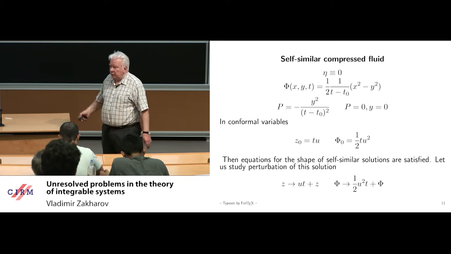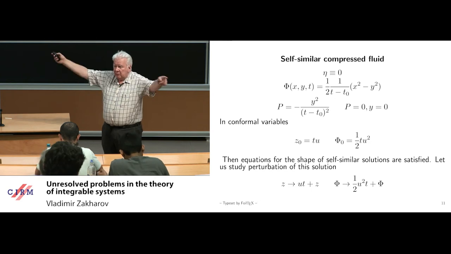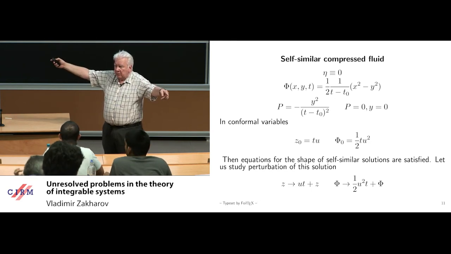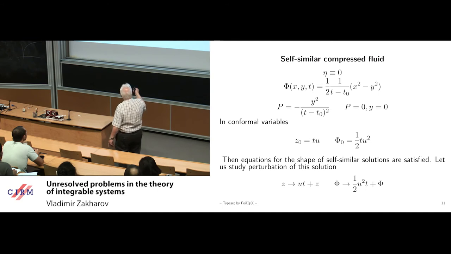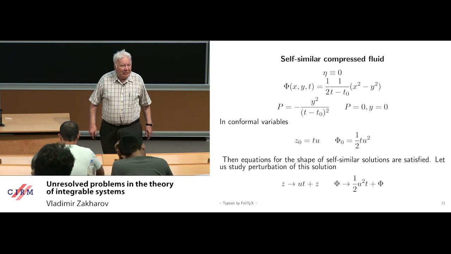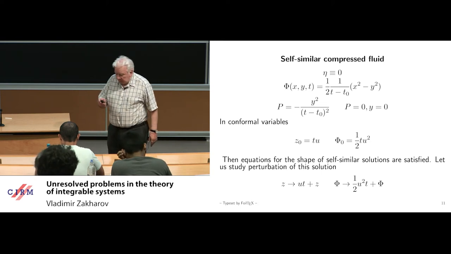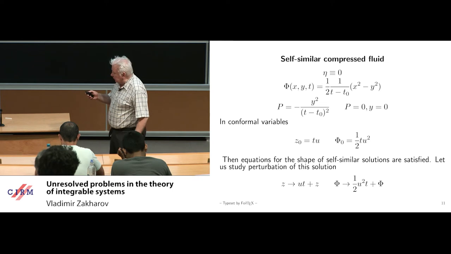It's a compressed fluid. The fluid is compressed, so velocity is a linear function of coordinate, and an inversely proportional function of time. It blows up at t minus t naught. Of course, it's not very physically reasonable initial data. However, if you impose this initial data, you immediately get complete integrability, and you can construct a lot of exact solutions.